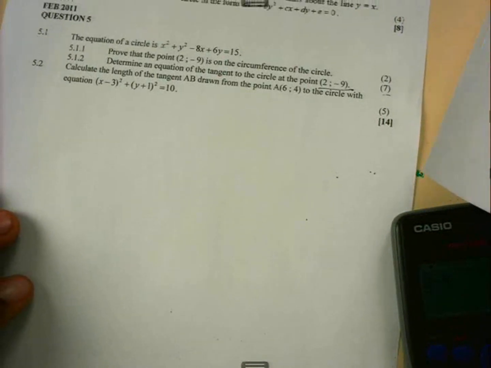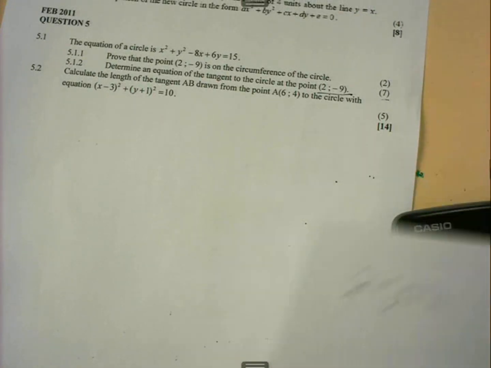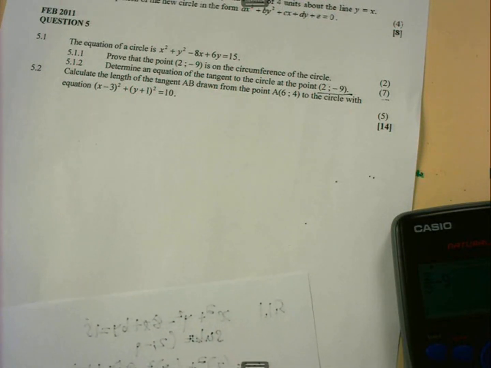Right, the last question here is of course 5.2. It says: calculate the length of the tangent AB drawn from the point A to the circle with the equation (x minus 3) all squared plus (y plus 1) all squared is equal to 10.